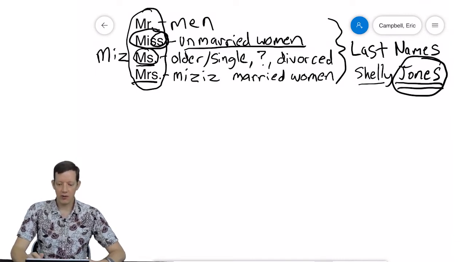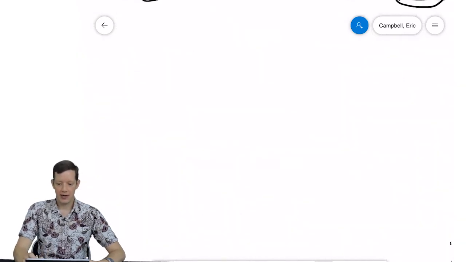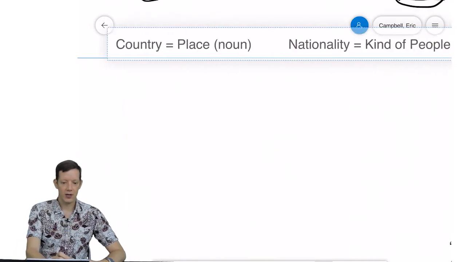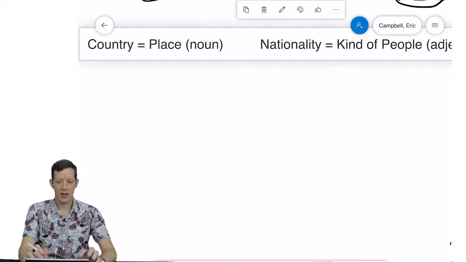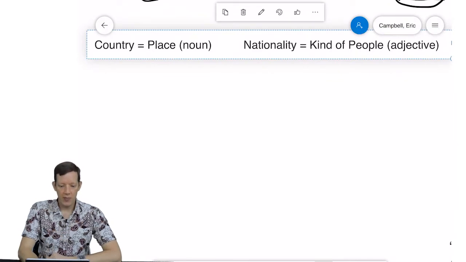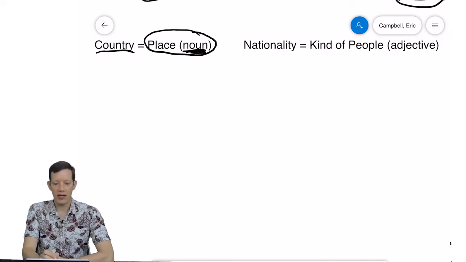Okay, so we're going to move on now from titles and we're going to talk about nationalities. Now then, nationalities are challenging because they get confused with countries. Okay, I'm going to shrink this up a little bit so it'll fit on here. All right, when we talk about nationalities, they're very similar to countries. But notice that the country is the place, the name of the place where you're from. And for that reason, it's going to be a noun. When we talk about nationalities, we're not talking about the place, we're talking about the people, the kind of people.